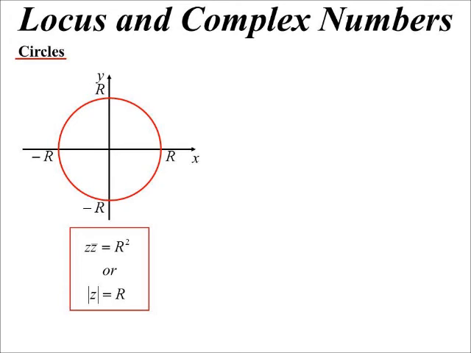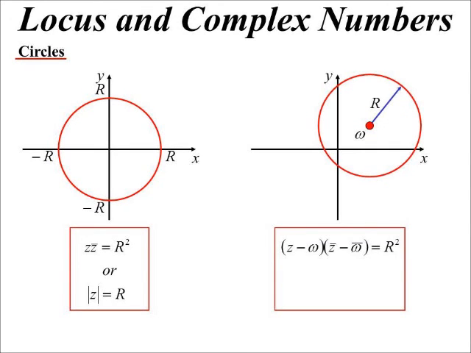Now, if the centre is somewhere else, what we saw before is we could write it as z minus w, the centre, times the conjugate of z minus the conjugate of the centre, is equal to r squared. But now we've got a much, much neater way of writing that, because I can simply say the modulus of z minus w is equal to r.